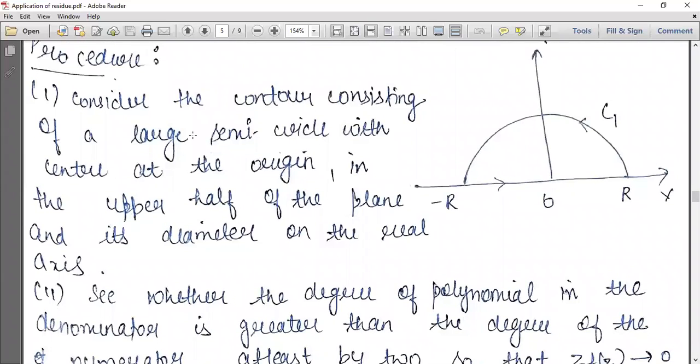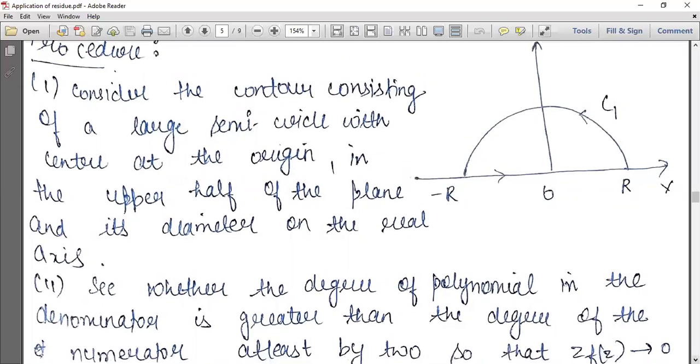First, in type 1, our contour was a circle, modulus z equal to 1. Here in this case, we will have our contour as a large semicircle with center at the origin. So here is the center, and this one will be a semicircle in the upper half of the plane, which means the y-axis will be positive only, and its diameter is on the real axis. So this is the contour: center the origin, semicircle, and in the upper half of the plane.